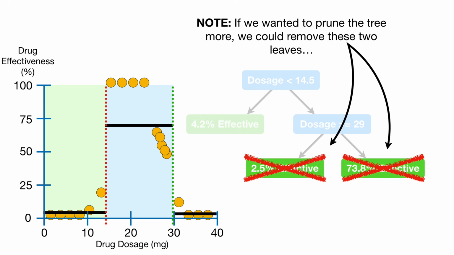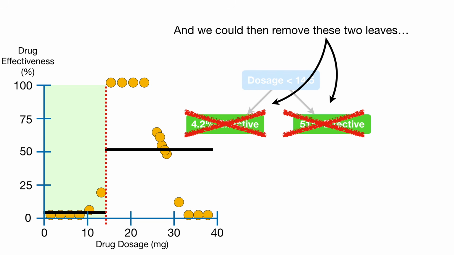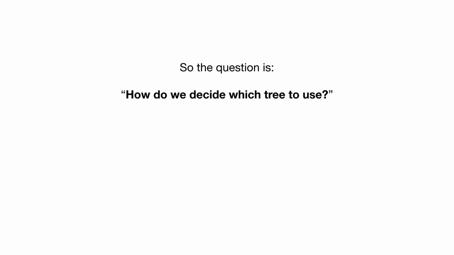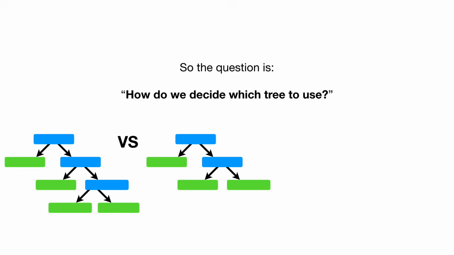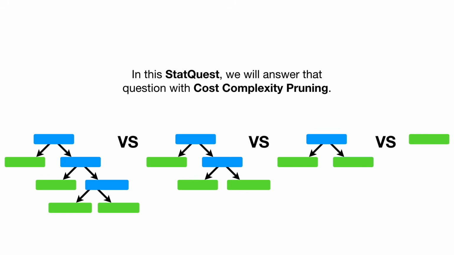Note, if we wanted to prune the tree more, we could remove these two leaves and replace the split with a leaf that is the average of a larger number of observations. And we could then remove these two leaves and replace the split with a leaf that is the average of all of the observations. So the question is, how do we decide which tree to use? In this StatQuest, we will answer that question with cost complexity pruning.